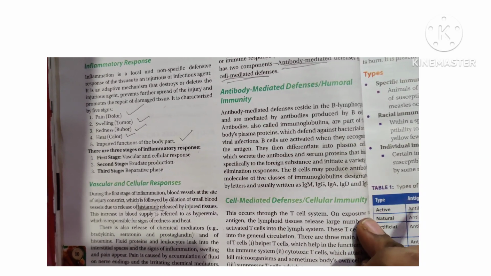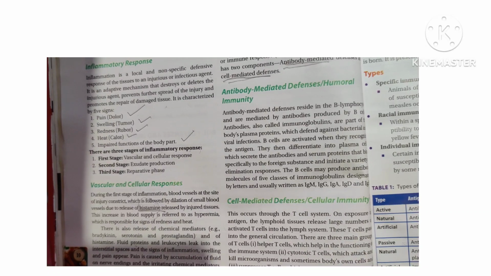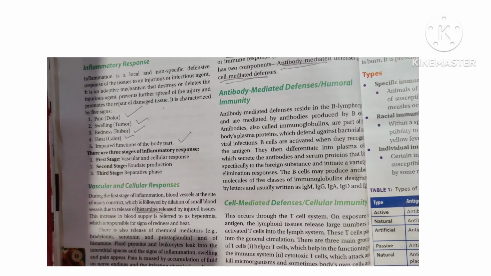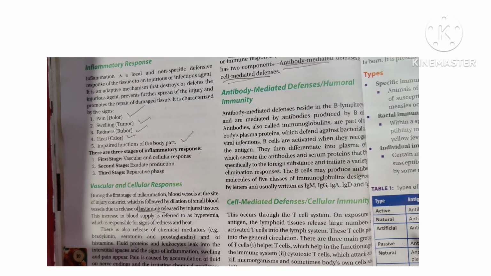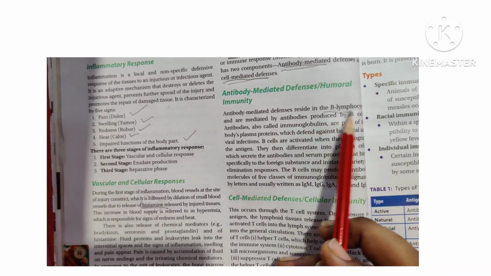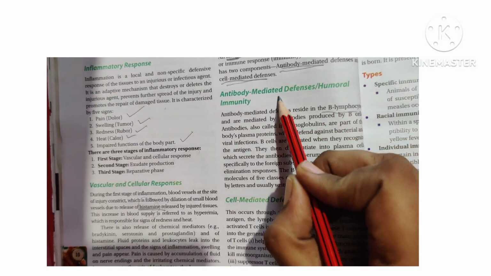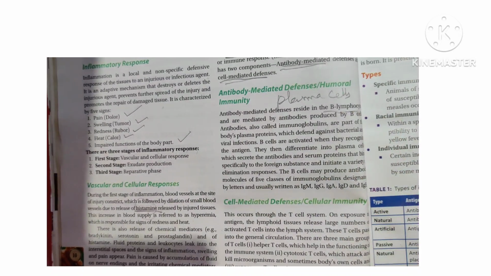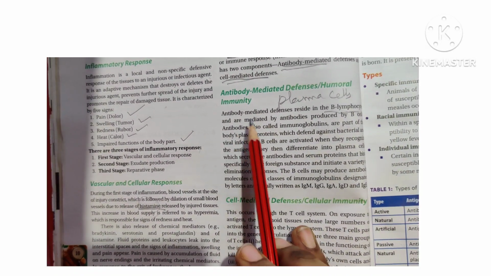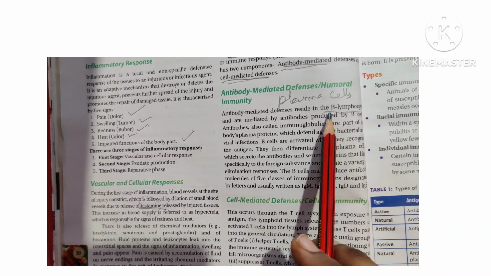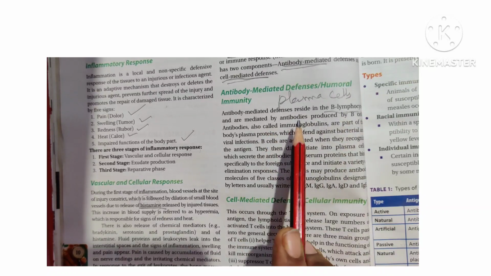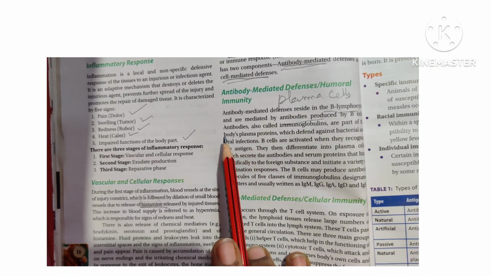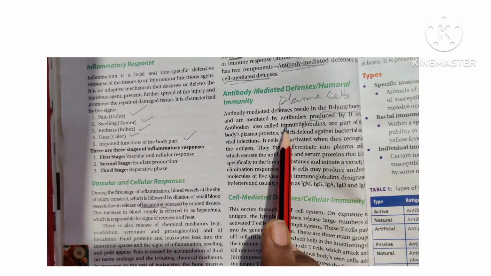First we will see what is antibody mediated defense or humoral immunity. When an antigen enters your body, antibodies are produced. From where are the antibodies produced? Antibodies are produced from the B lymphocytes, which are otherwise called plasma cells. So these B lymphocytes are otherwise called plasma cells. Antibody mediated defenses reside in the B lymphocytes, and antibodies are produced by them. What is the other name of these antibodies? It is otherwise called immunoglobulin.